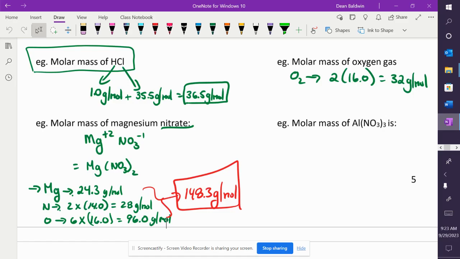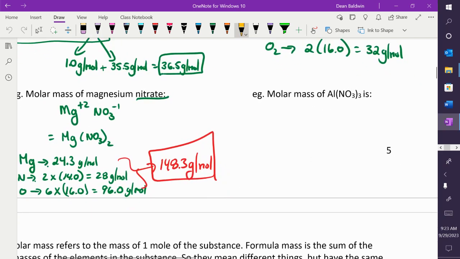Is what? What's the molar mass? It's in the name. Mass of 1 mole, right? That's why it's called molar mass. It's the mass of 1 mole. So we're going to do the molar mass.